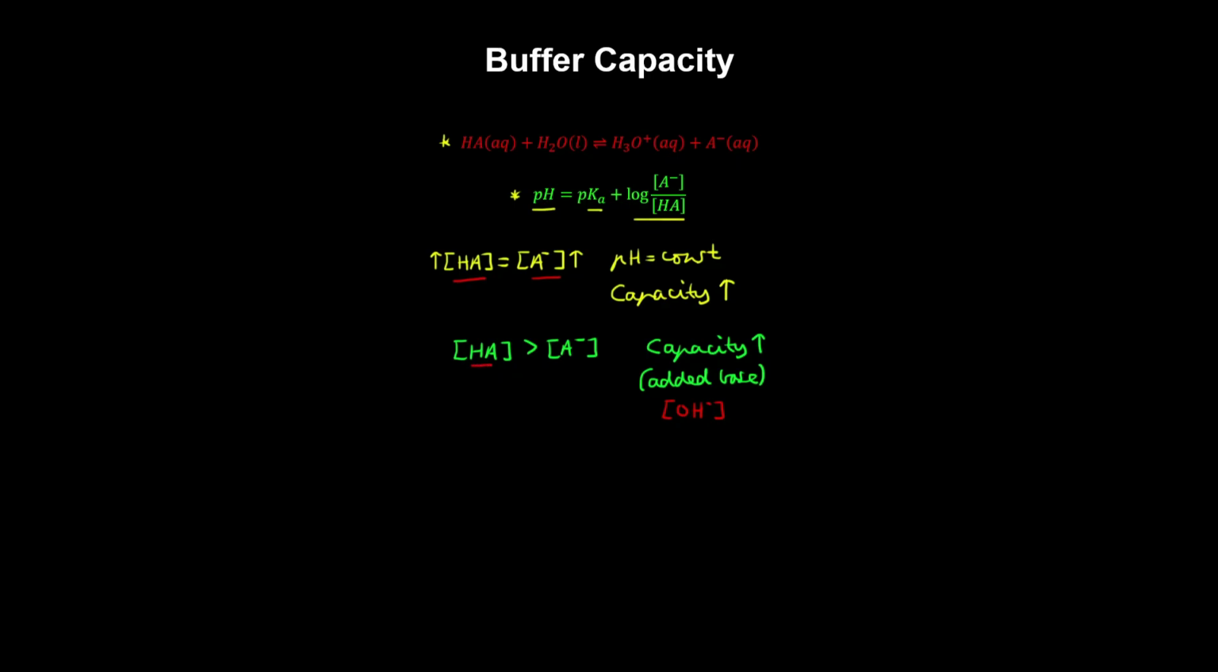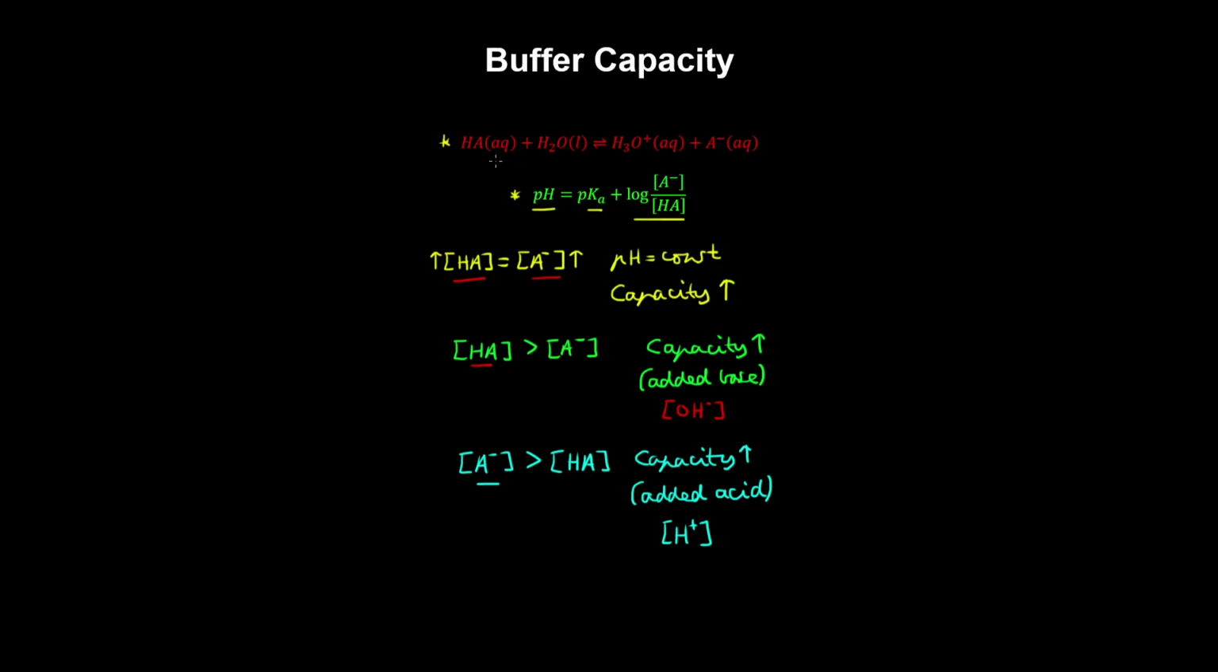And conversely, when the buffer has more conjugate base than acid, then the buffer capacity is higher for neutralizing an added acid rather than a base. So effectively the excess hydroniums will be neutralized by the conjugate base.